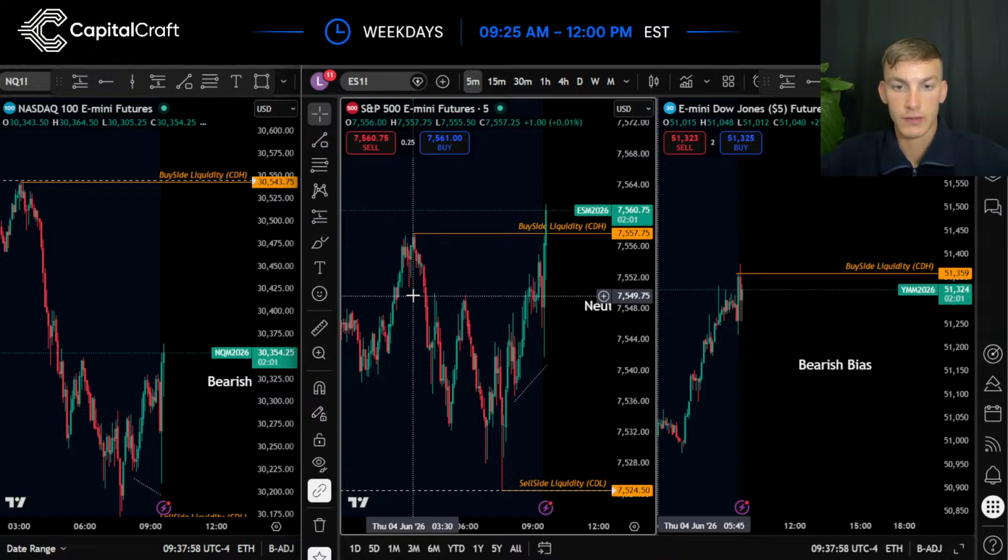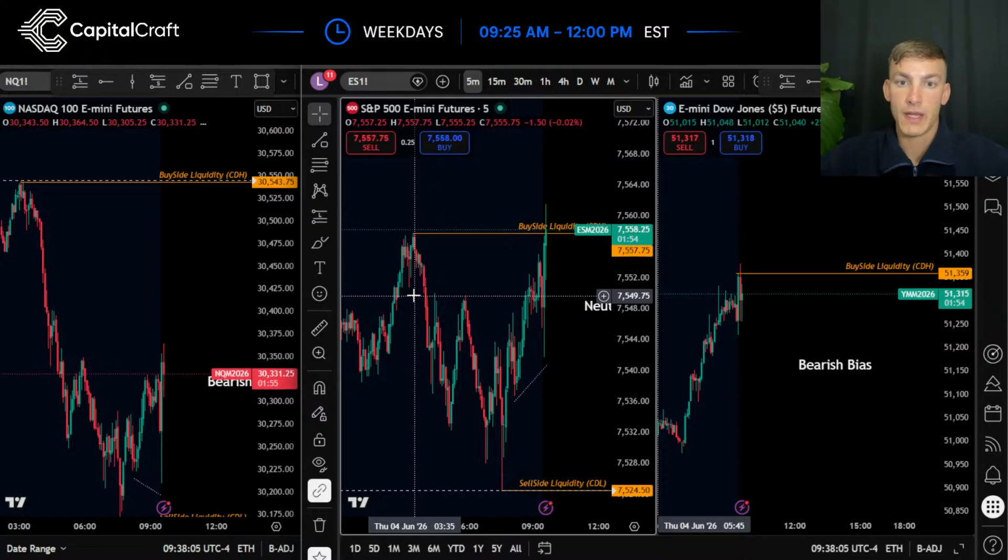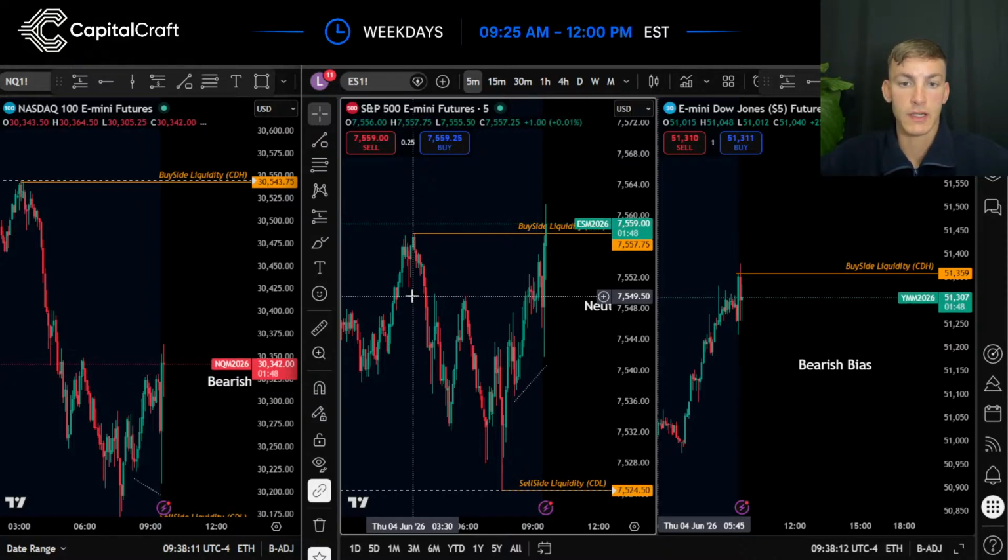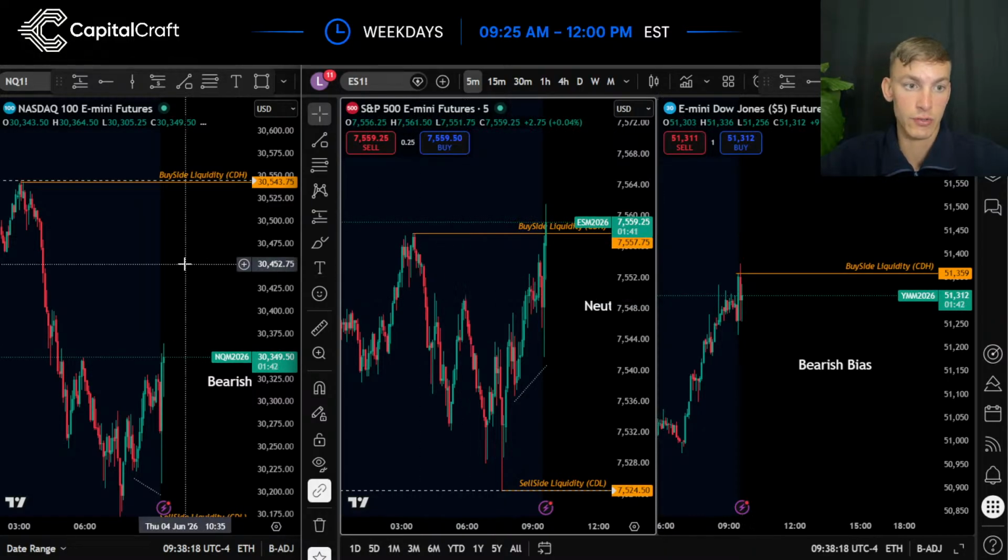So if we look at the 3:30 candle as well as the 3:35 on the 5-minute chart, we can see that the high comes at 7557.75, and that high on the very next candle is the exact same. So we have identical highs found at 3:30 and 3:35 on the S&P 500.